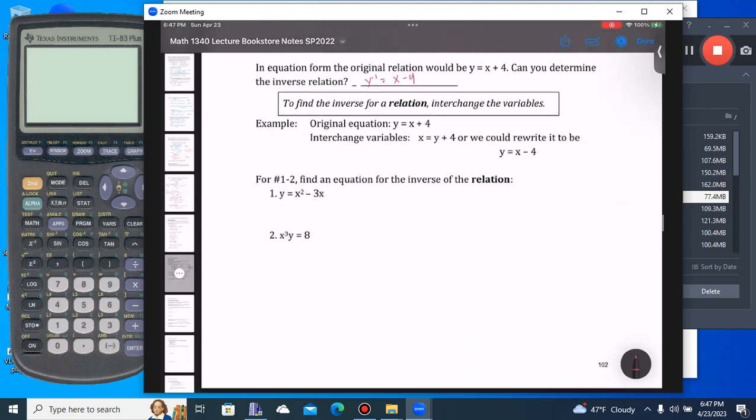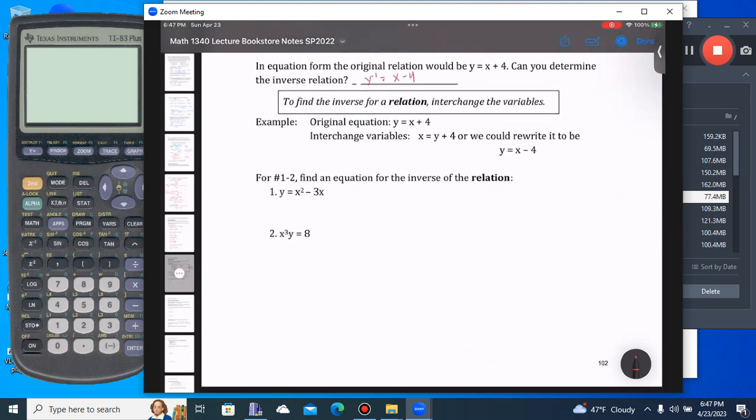Right. So how do we find it? Well, we go through a little bit of a process. We start with the original, y equals x plus 4. We interchange the x and y, so these switch positions. We have x equals y plus 4. Then we solve for y, so we get y equals x minus 4. And then we can call that y inverse, or if it's a function, inverse function.